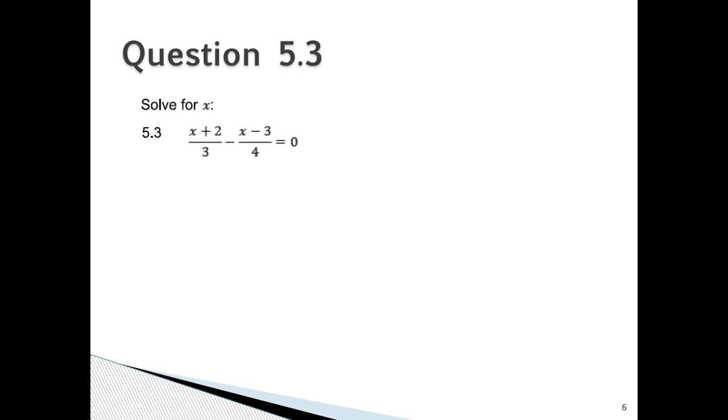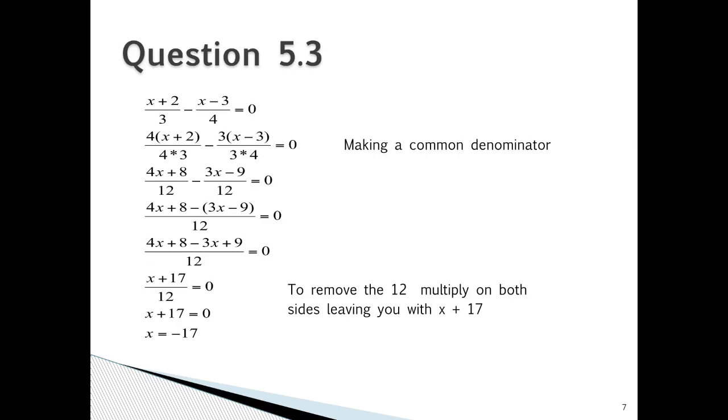Question 5.3. Solve for x. (x plus 2) over 3 minus (x minus 3) over 4 is equal to 0. The first thing you need to do is find a common denominator. In this case, it will be 12. So it will be 3 times 4 to get to the denominator of 12 and 4 times 3 to get to the denominator of 12.